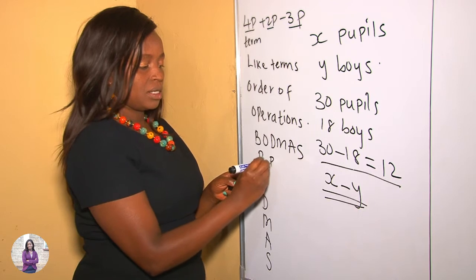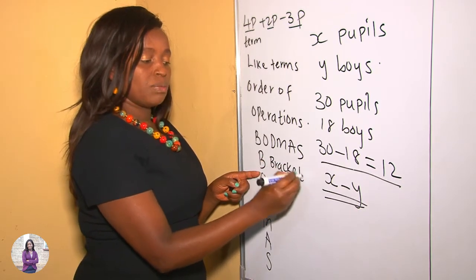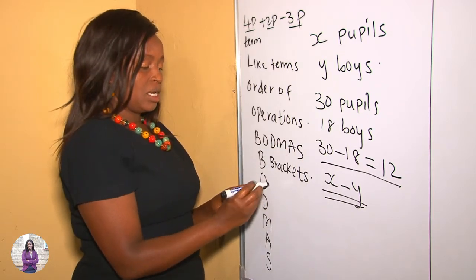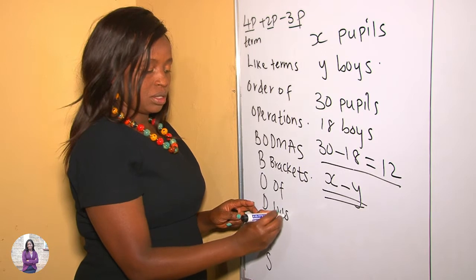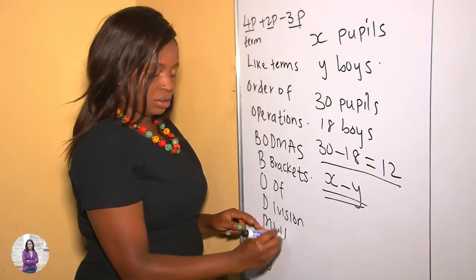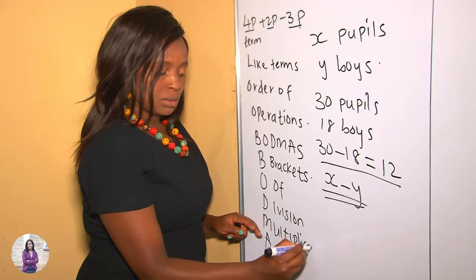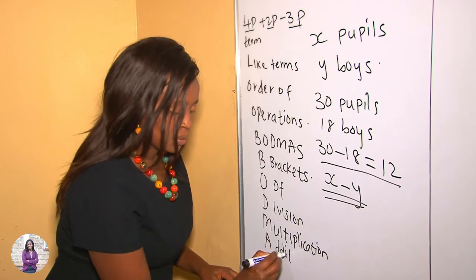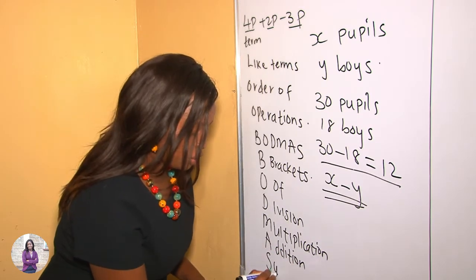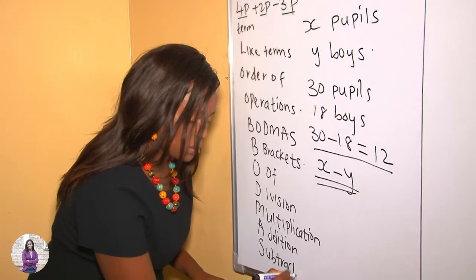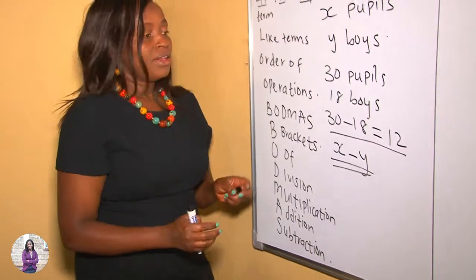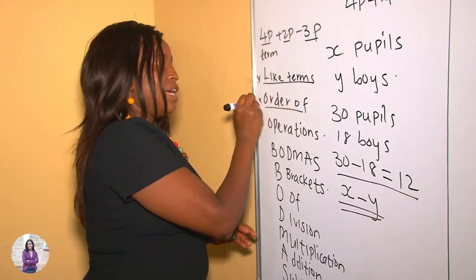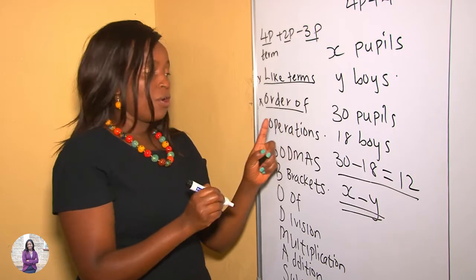B for brackets, or what we call parentheses. It can be the big bracket or the normal bracket. Then of, division, multiplication, addition and subtraction. When you're simplifying an expression, keep these in mind: that is, like terms and then order of operations.